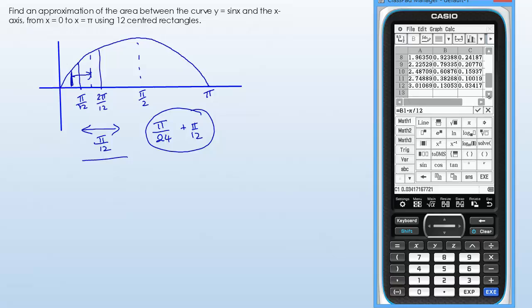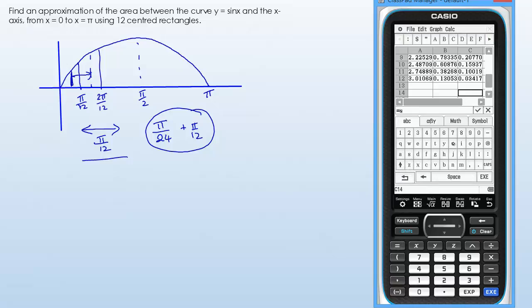And then we want the sum of all that lot. So equals SUM, open bracket, C1 down to C12. And there we go, and that's 2.00572. So let's say that's 2.006.